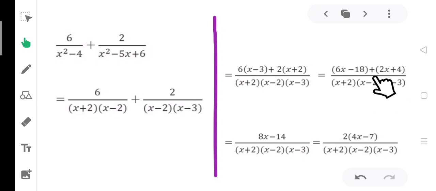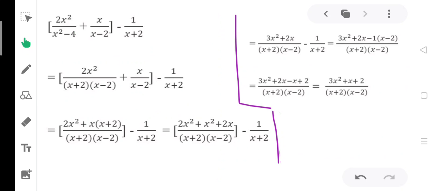Now, copy the LCD. So we have this one. And then, we are going to factor 8x minus 14 since there is a common monomial factor. So, 8x minus 14, the common monomial factor is 2. Then the other factor would be this one, since 8x divided by 2 is 4x and negative 14 divided by 2 is negative 7. But since we could not find any common factor in the numerator and denominator, it means this is the final answer.